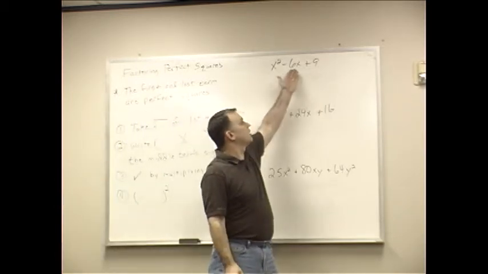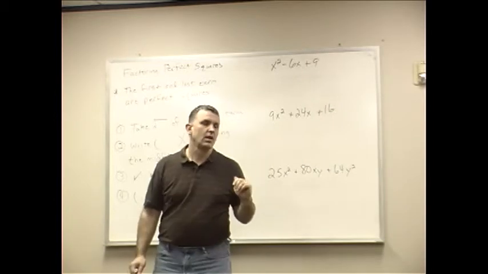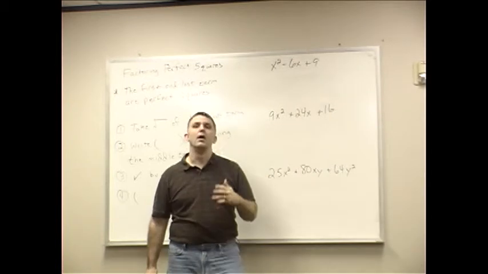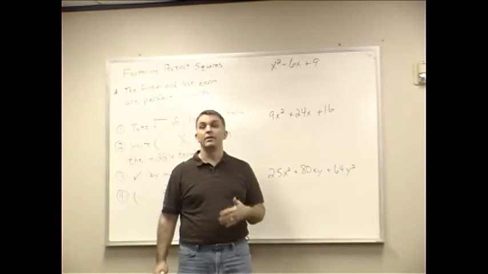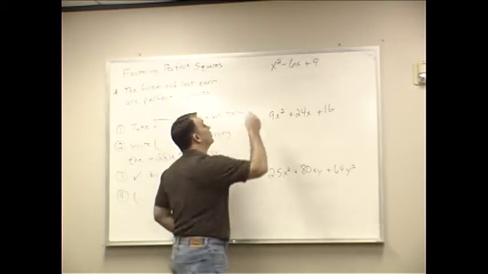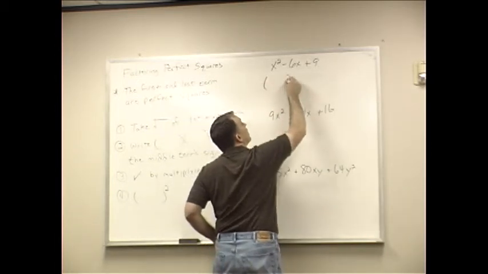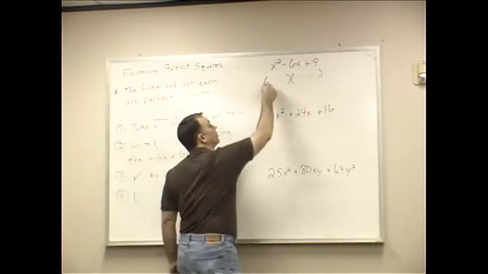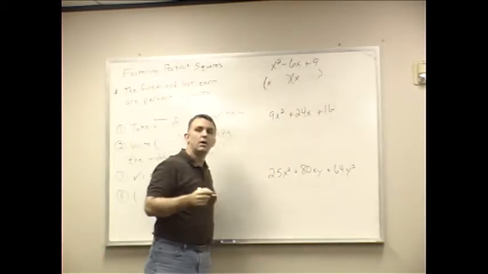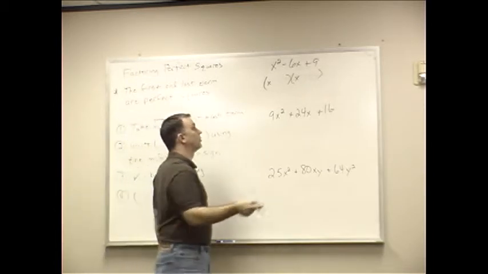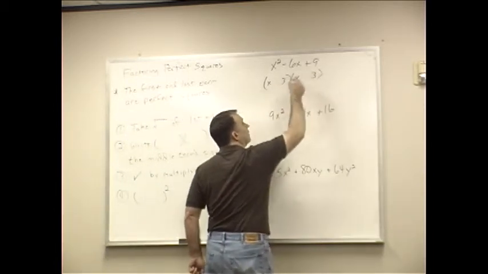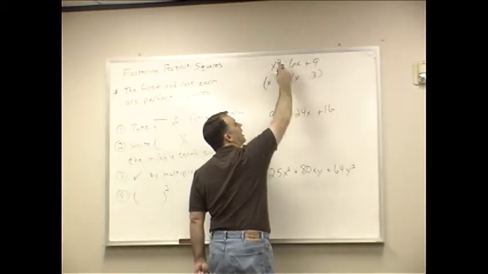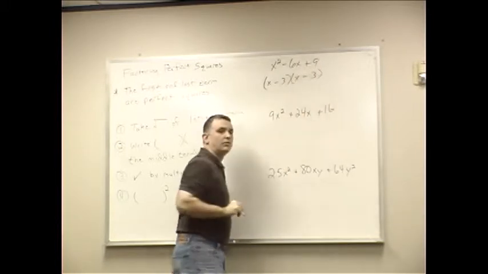It says x squared minus 6x plus 9. So, when you look at the first term and you look at the last term, can you take the square root of both of those? The answer is yeah, you can. So since you can take the square root of both of those, what is the square root of x squared? Well, it's x. What's the square root of 9? Well, the square root of 9 is 3. Okay? And what's the middle term sign? The middle term sign is negative. So I'm going to use negatives there.